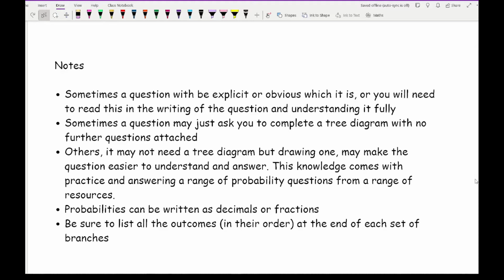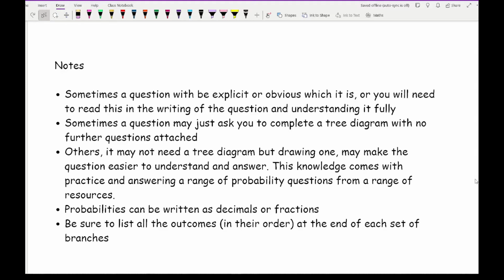Another question I get asked is, does it matter whether you use decimals or fractions? With probability, I would probably stay away from percentages. Even if a question does use them, I would stay away from them. But you tend to find that a question will lead you to decide whether to use decimals or when to use fractions.